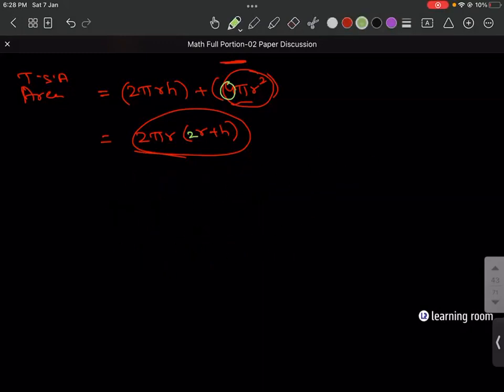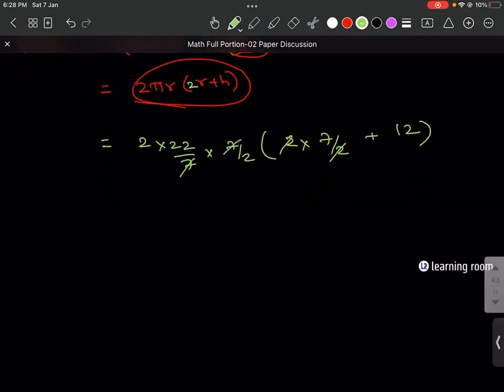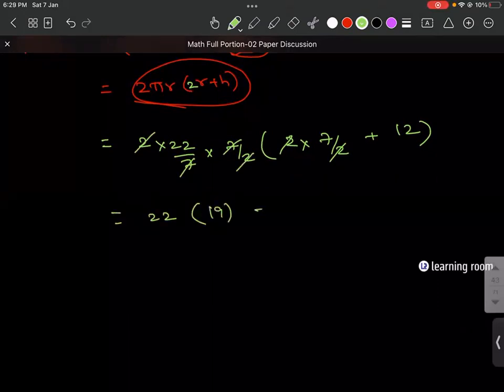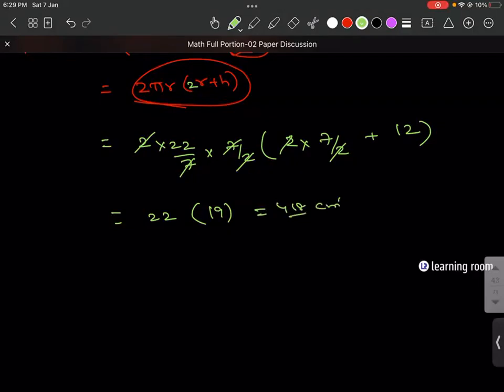Yes. So it is 2 into 22 by 7 into r, which is 7 by 2, plus h, which is 12. This and this will get cancelled. 7 and 7 are lost. 2 and this is gone. So 22 into 19. Now you will get 418 centimeters square. Correct. Yes, sir.